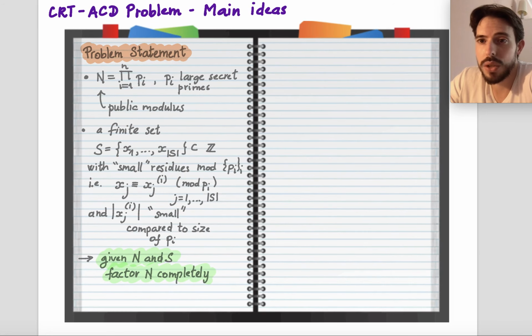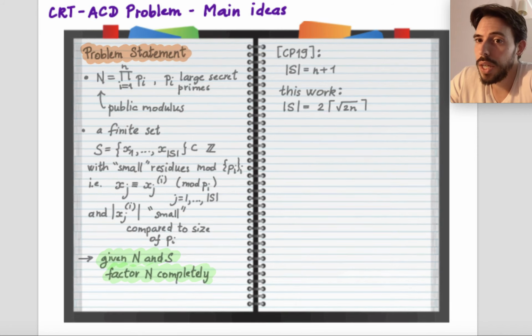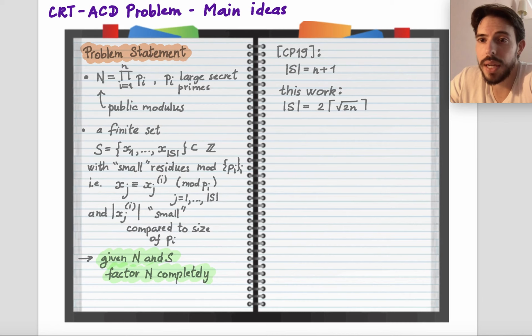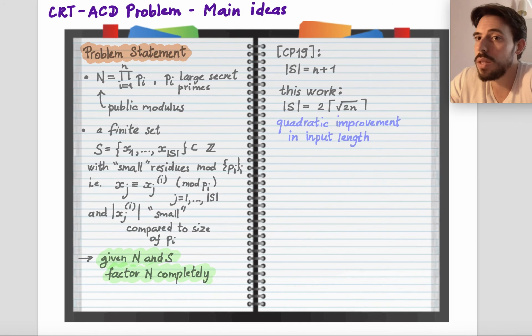Given public access to N and S, we want to derive the complete factorization of N. It is clear that here the number of elements in S plays a big role, as the more elements are available to the attacker, the easier the problem is. And therefore, it is an interesting question to discuss this number as a variable. So, in the algorithm by Coron and Pereira, this cardinality is equal to n plus 1, where here lowercase n refers to the number of prime factors in capital N. Now, by the use of our algorithms, we are able to achieve an improved bound, which gives a quadratic improvement in the input length.